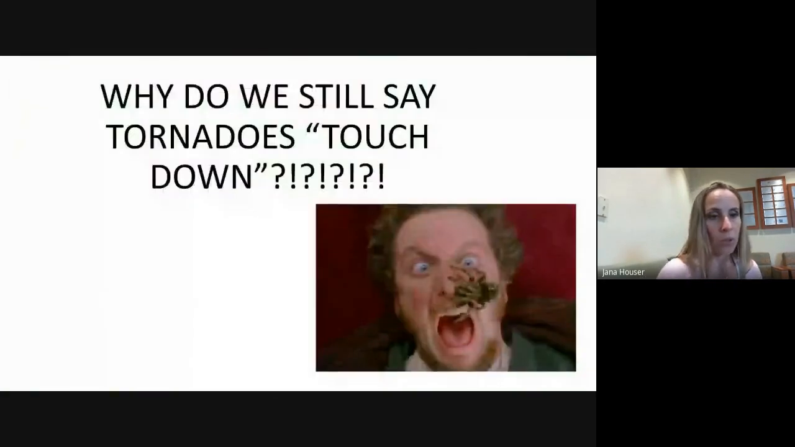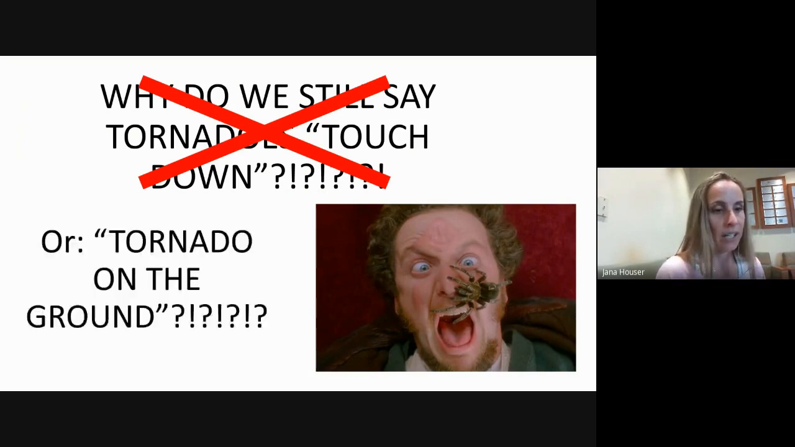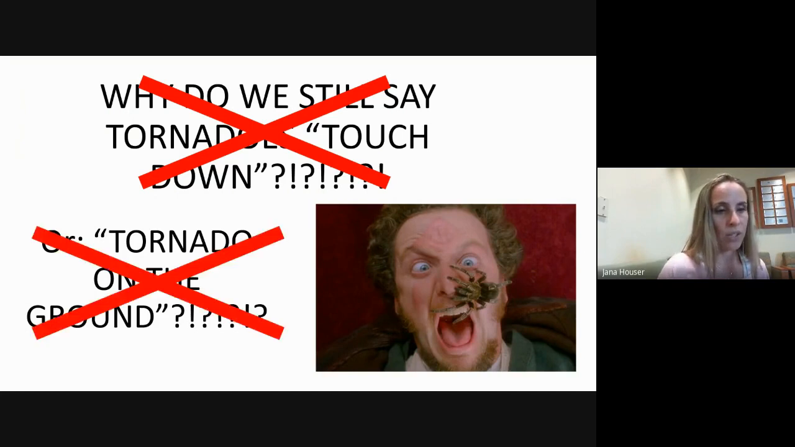Okay, so we're running low on time here. I say, why do we still say tornadoes touch down? This gives me nightmares. So please, NWS folks, let's really try to get away from this lingo because it's not scientifically accurate. Similarly, tornado on the ground, by definition, a tornado is already on the ground. So let's try not to say that.